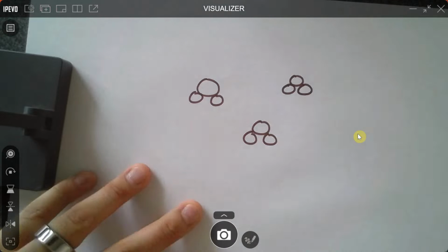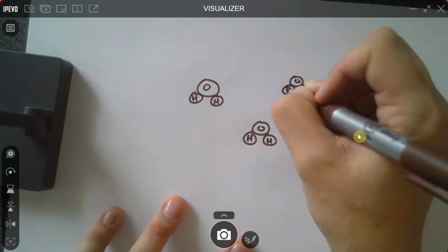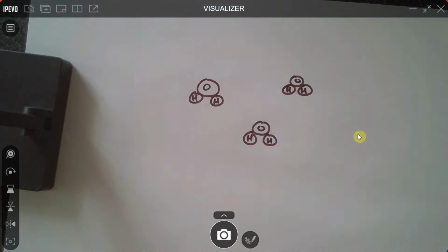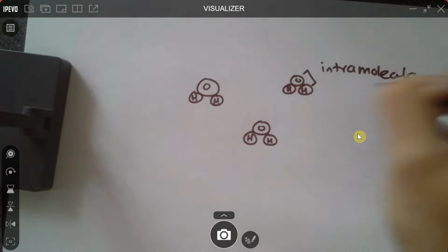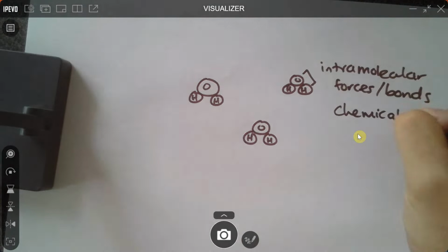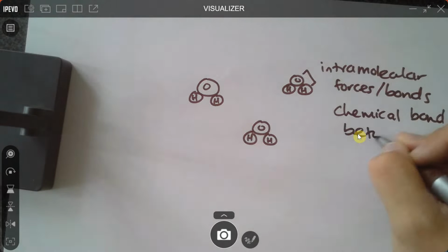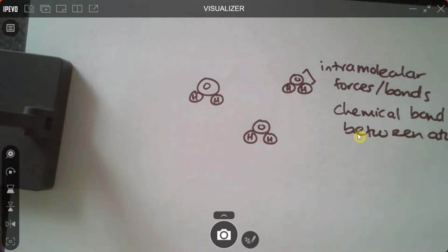It's kind of tiny. That's not great. Hydrogen, oxygen, hydrogen. So when we are talking about the intramolecular bonds, we're talking about the bonds between our atoms. You can say forces, you can say bonds. So that one is the chemical bond between the atoms, and that's a helpful written definition. The word I remember is that it's traumatic to break it apart because it requires quite a lot of energy. We're changing what we have chemically.